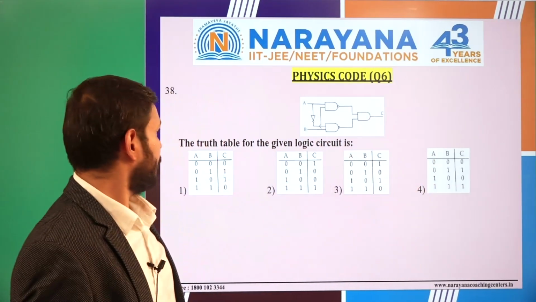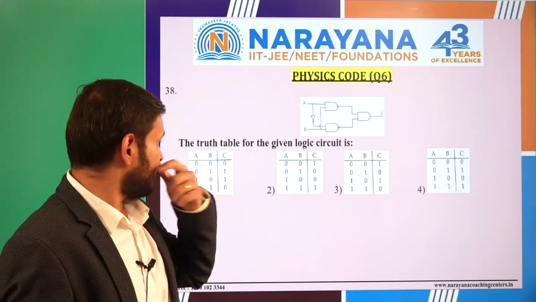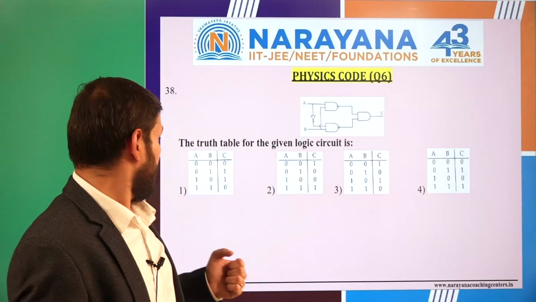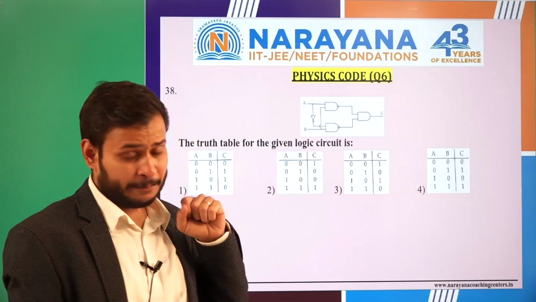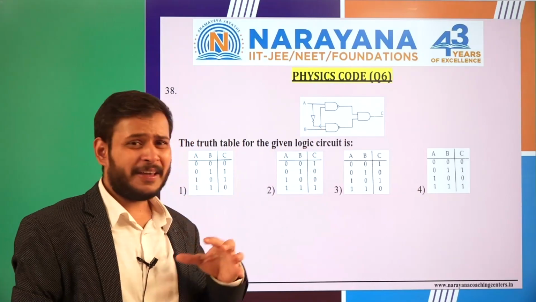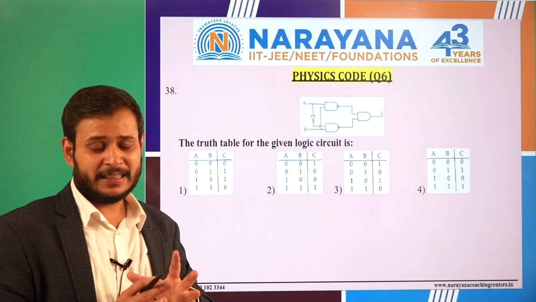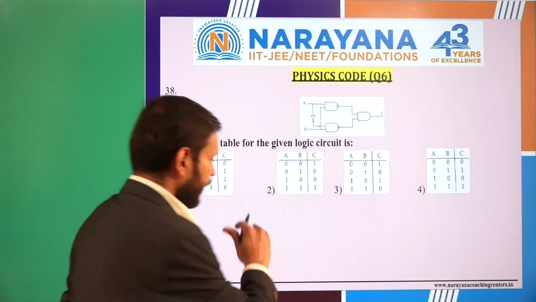Okay. Now we are on question number 38. This question is from logic gates. The truth table we have to form for the given logic circuit. So over here, one way can be we can just write the formula in the Boolean format.